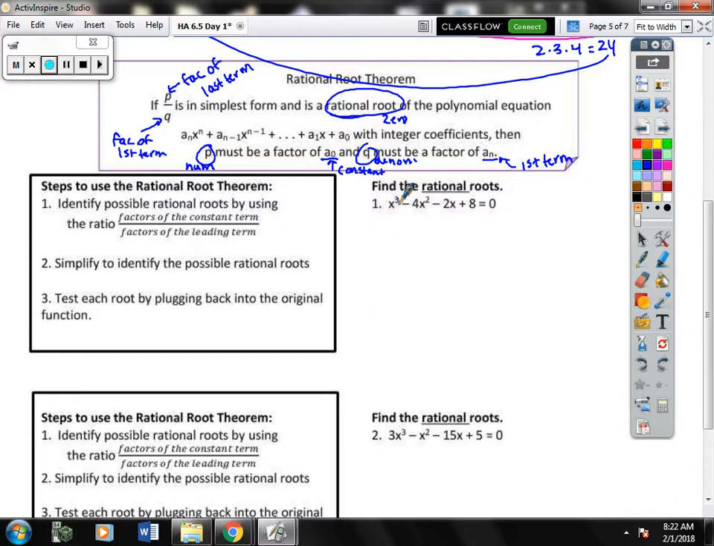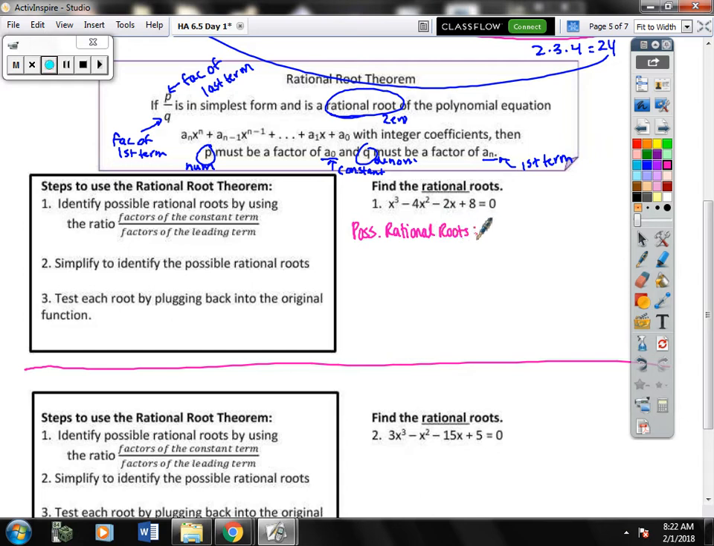Now, in this instance, both of these are factorable by grouping, okay? Which normally we would factor by grouping and we could find our answers. But in this case, I want us to practice using the theorem to list all of the possible, and then we'll check and see which ones actually work. So the steps are listed right over here to the side for you. Step 1, identify the possible rational roots by using the theorem. Factors of the constant term over factors of the leading term. Okay, so possible rational roots.